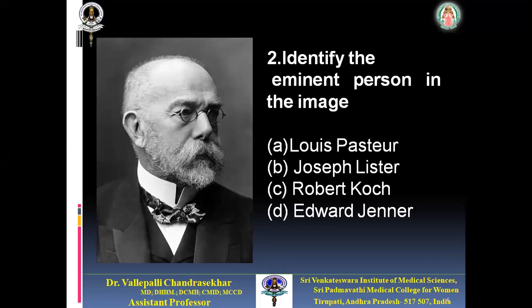Second question, identify the eminent person in this image. A. Louis Pasteur, B. Joseph Lister, C. Robert Koch, D. Edward Jenner. Robert Koch. Excellent. So majority of you are picking option C, Robert Koch. We will see who he is at the end of the session. This person is related to our tuberculosis.